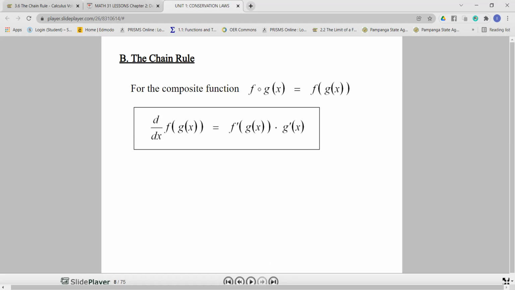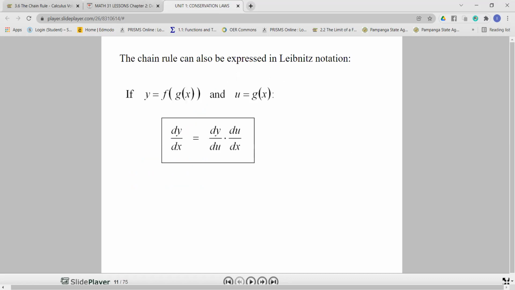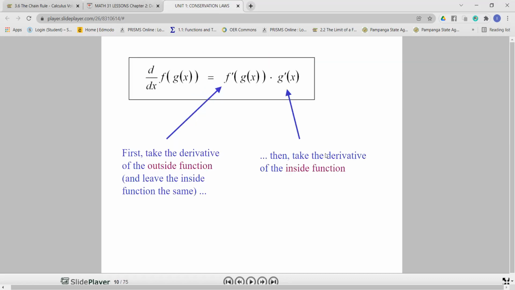Okay, let's have example here, no. Okay, sabi nga dito, first, take the derivative of the outside function and leave the inside function the same. And afterwards, take the derivative of the inside function. Kaya nga siya chain kasi nandun sa loob hanggat pwede siyang kunin na derivative, kukunin natin yung derivative or i-differentiate natin.